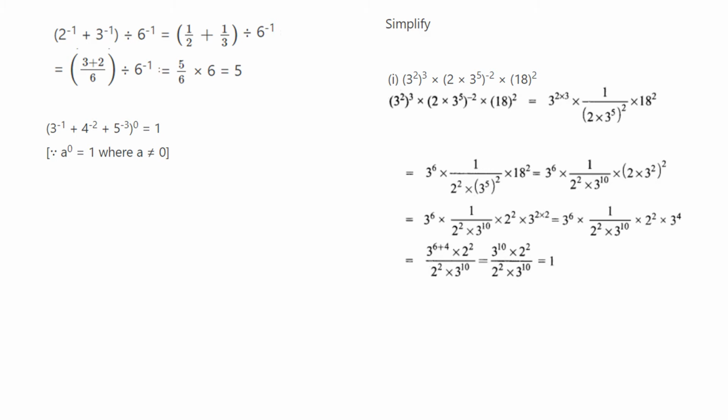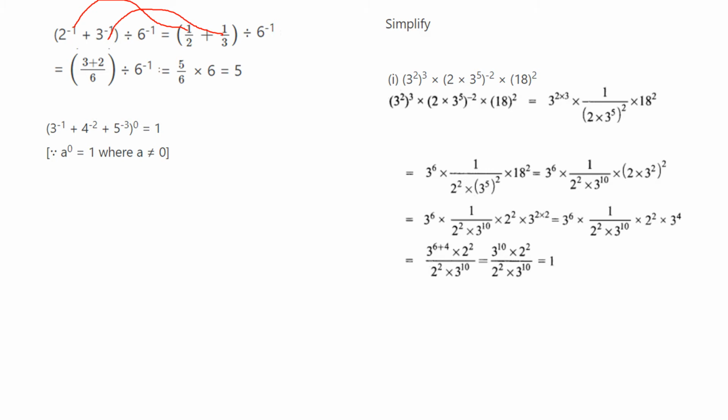Bracket of 2 to the power minus 1 plus 3 to the power minus 1 closing bracket, divided by 6 to the power minus 1. So 2 to the power minus 1 we can write as 1 by 2, and 3 to the power minus 1 also we can write as 1 by 3. So 1 by 2 plus 1 by 3 inside the bracket, that is divided by 6 power minus 1. First do the LCM of 2 and 3, we get 6. 6 into 3 times, so 1 into 3 is 3. 6 in 3 2 times, so 1 into 2 is 2. So we get 3 plus 2 by 6, that is 5 by 6.